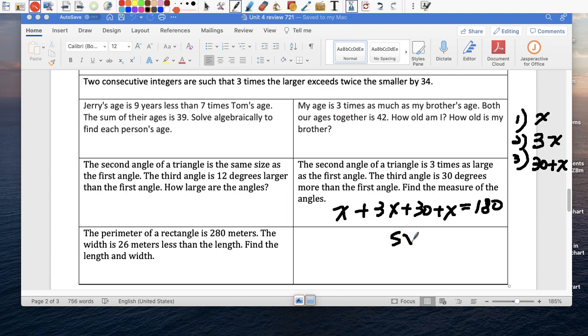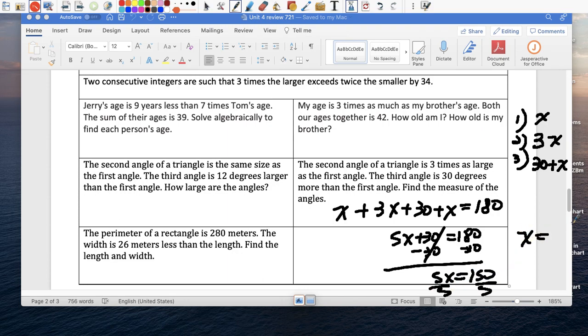We get 5x plus 30 equals 180. Minus 30, minus 30, we get 5x equals 150. Divide both sides by 5, and x equals 30. So one angle is 30. The other one is 90 because it's 3 times 30. And the other one is, obviously, 60.